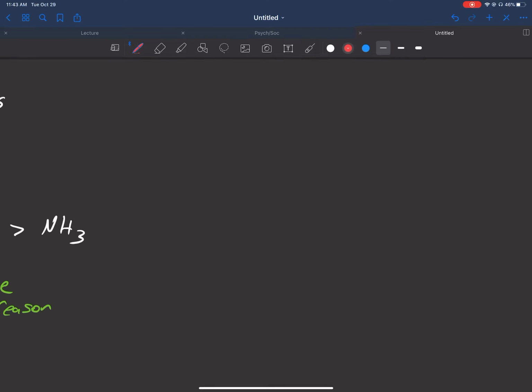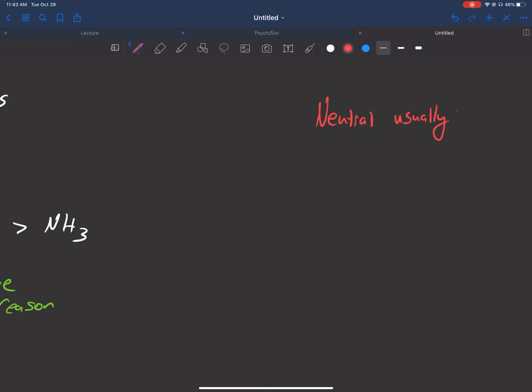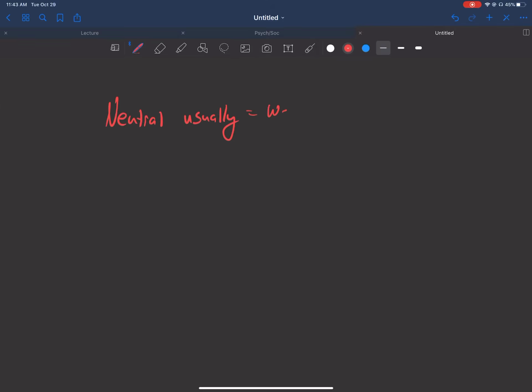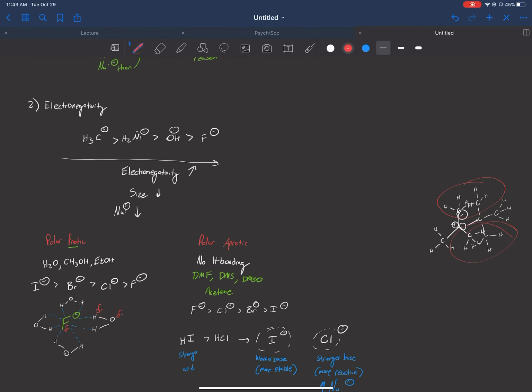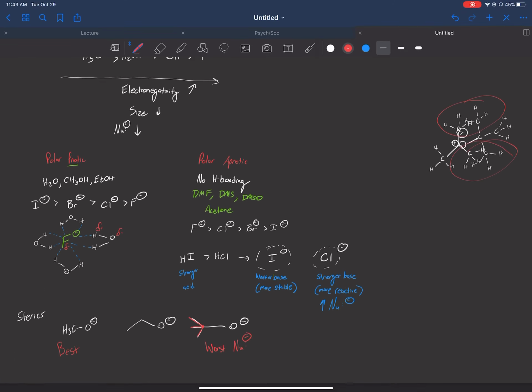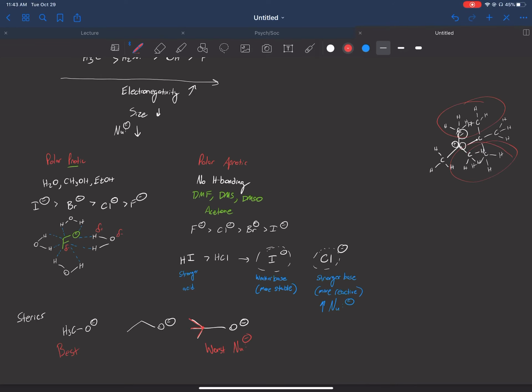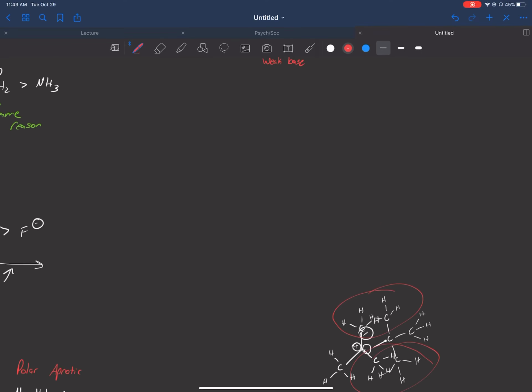So another way we can say this is neutral usually means weak nucleophile, and also a weak base. All right, like I said, they go very closely together. All right. Now, that should not be as much of a problem. Usually, you'd be able to tell what's a good base and a good nucleophile. But what about this case?